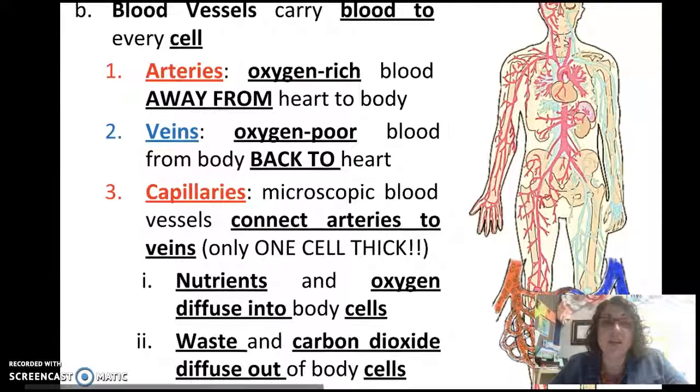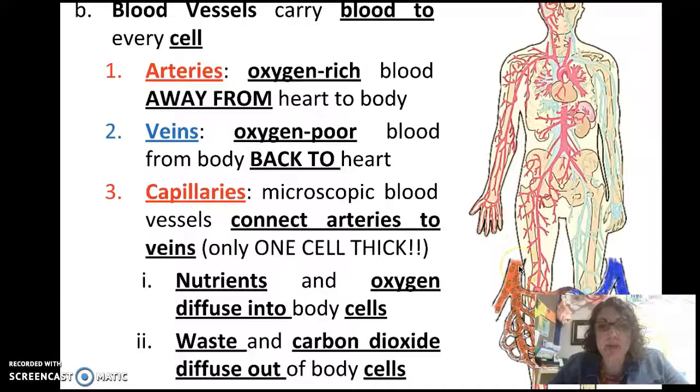So blood vessels carry the blood to every cell. Arteries carry oxygen-rich blood away from the heart. So arteries away. Veins carry oxygen-poor blood back to the heart. This picture's deceiving because it's showing you that all the oxygen is on the right side of the body and all the oxygen-poor blood is on the left side of the body, and the blue means no oxygen. That's not really correct because there's red and blue on both sides, right? You have to have the oxygen going to every part of both sides of your body and the blood going back to your heart without oxygen on both sides of the body.